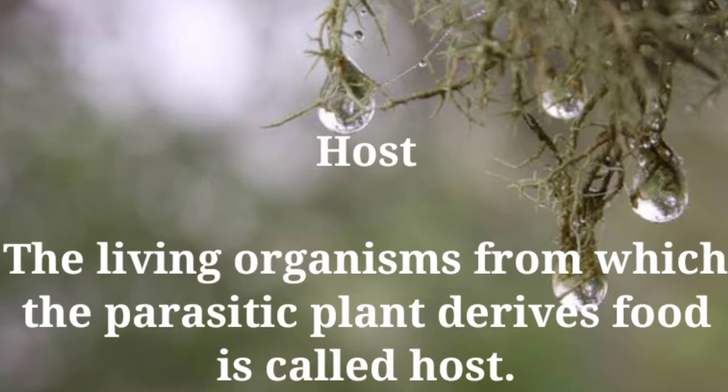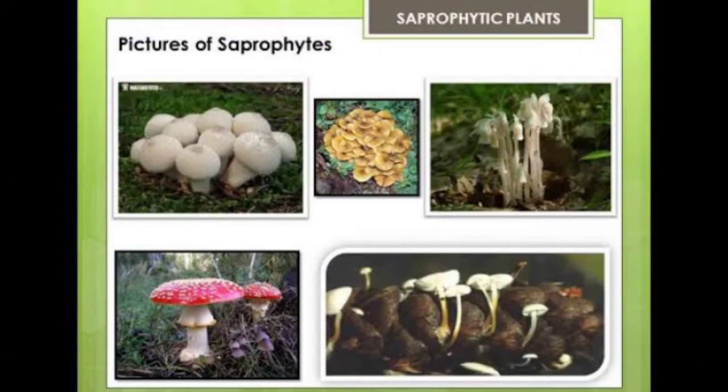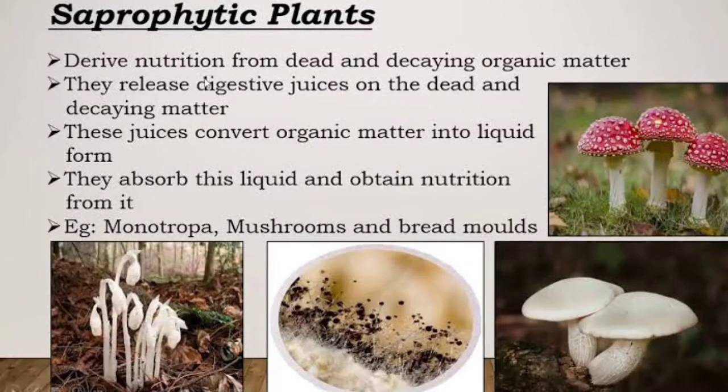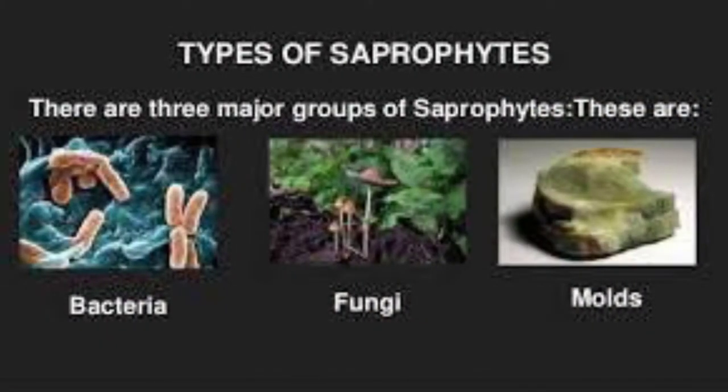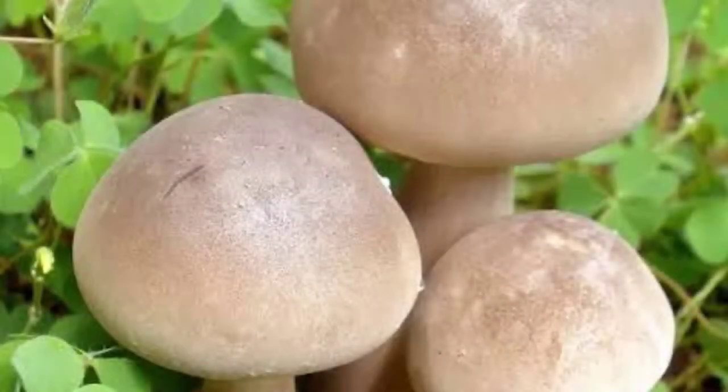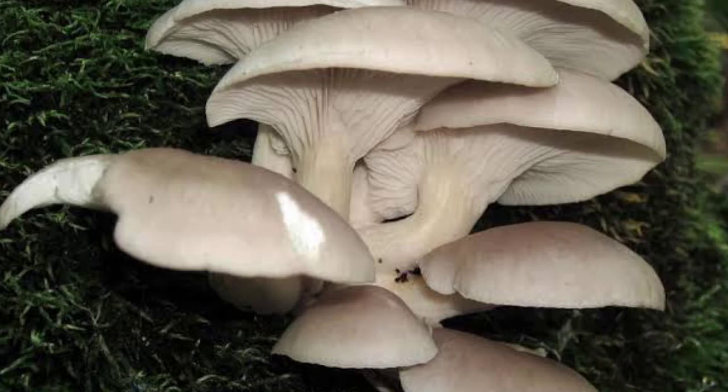Now let's understand saprophytic plants. The plants which grow and live on dead and decaying organic matter are called saprophytic plants. These are the common examples of saprophytic plants. Now we have to discuss mushroom. A mushroom is also a fungus. Its mode of nutrition is saprophytic.